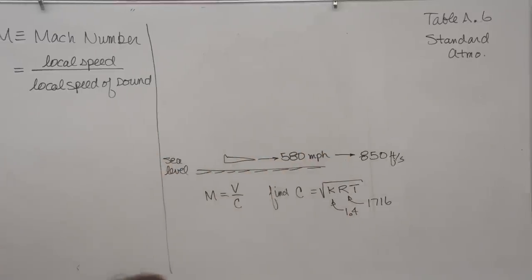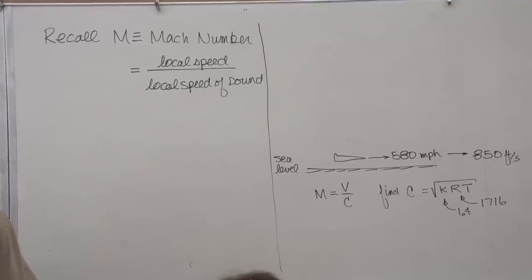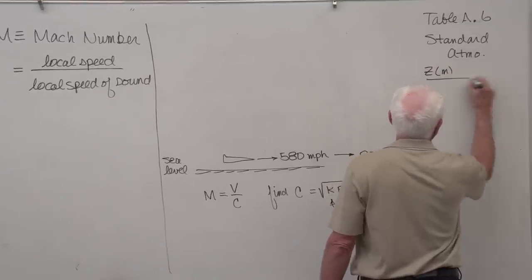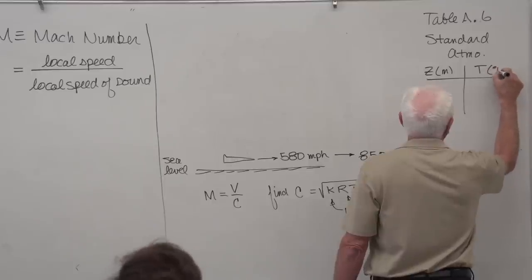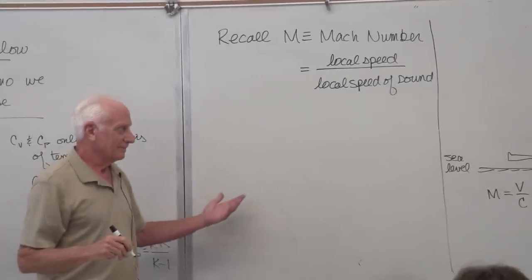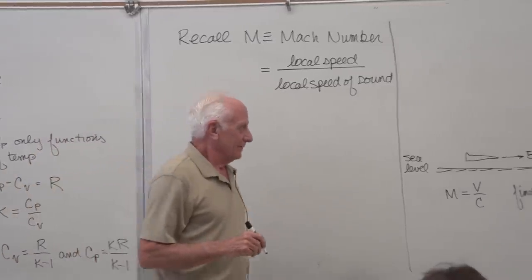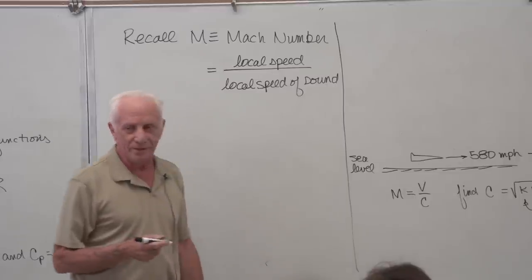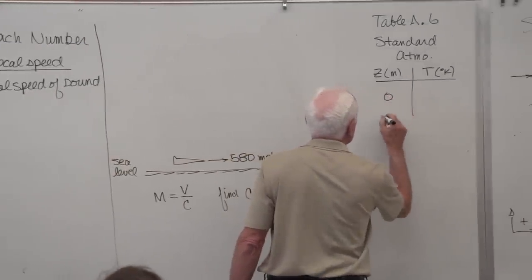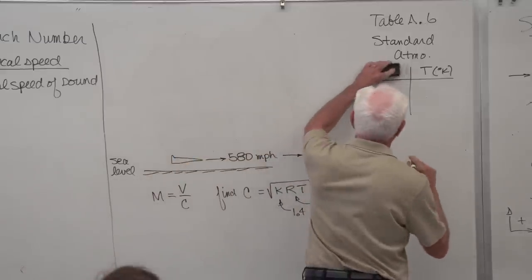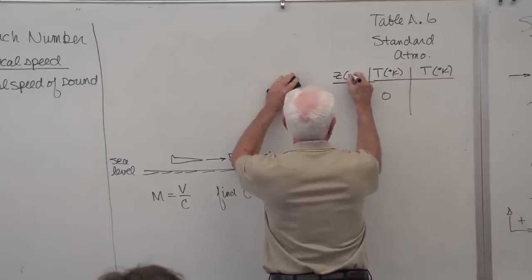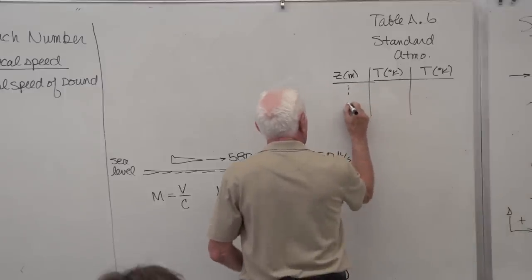Okay, Z is the elevation, and then temperature in Kelvin. Z in meters, and temperature in Kelvin. So that's the only table you've got. You've got to convert to feet, to meters, and Fahrenheit, to Rankine, to Kelvin, whatever. No big deal. Sea level, okay, he's got it. He's got a zero there. Okay, I have to shift these things over. Okay, there's zero.